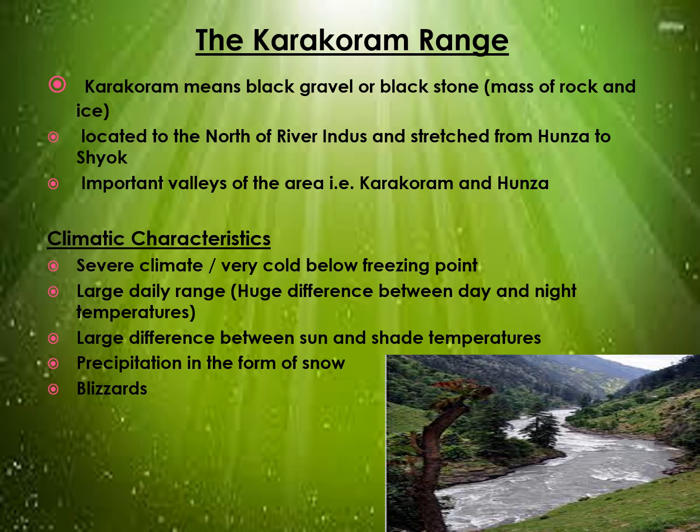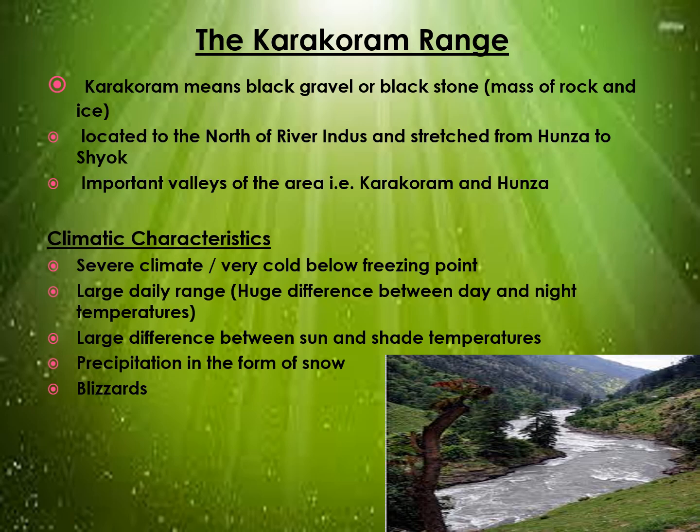River Hunza, River Gilgit and River Karakoram provide drainage to this area, and precipitation mostly is in the form of snow. A number of glaciers are also there like Siachen Glacier, Hispar, Biafo, Baltoro Glacier and Batura Glaciers. There are steep slopes. Important valleys of these mountains are Karakoram and Hunza.